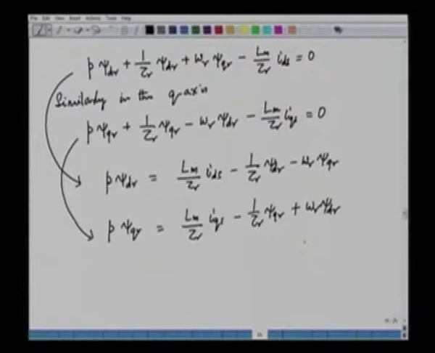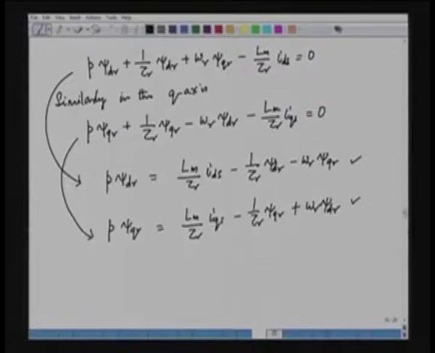Now, we can show this by means of a simple block diagram. We will take these two equations and evaluate P psi dr and P psi qr, and the integration of P psi dr and P psi qr will be psi dr and psi qr respectively. So, we can show that in the form of a block diagram in the following fashion.